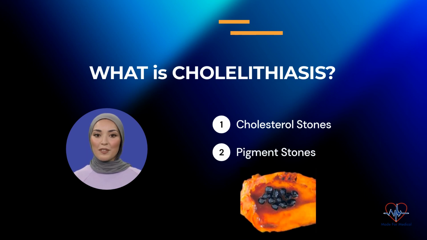Pigment stones, on the other hand, are composed of bilirubin, a waste product formed during the breakdown of red blood cells. They are more commonly seen in individuals with conditions such as cirrhosis or hemolytic disorders. Pigment stones can be further classified into black or brown stones based on their color.